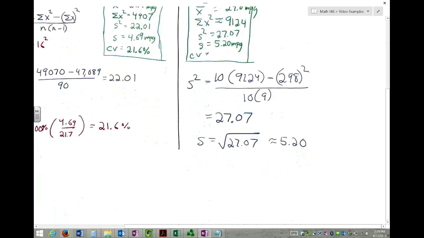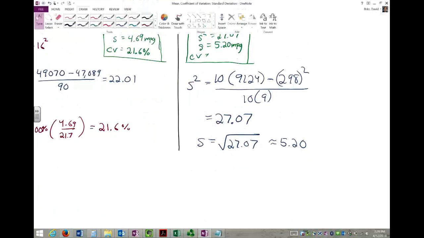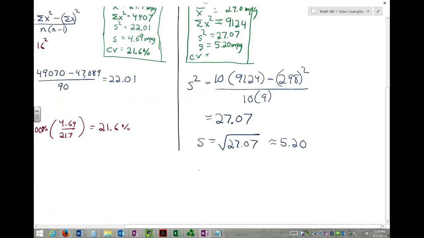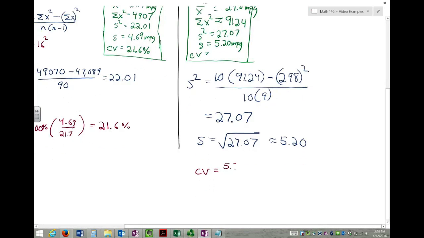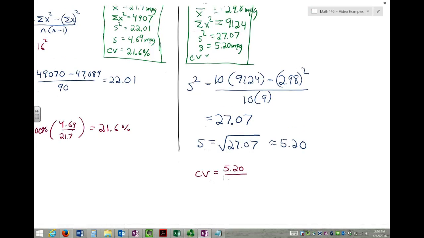And then, of course, the coefficient of variation. Again, we have the standard deviation of 5.20 over the mean, that's the 29.8, and that should come out to, multiplying that by 100, 17.5.